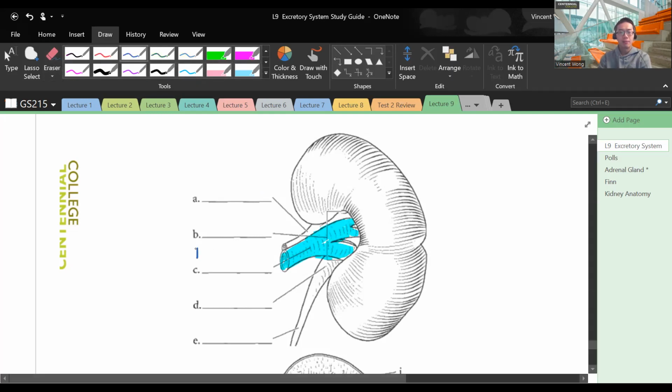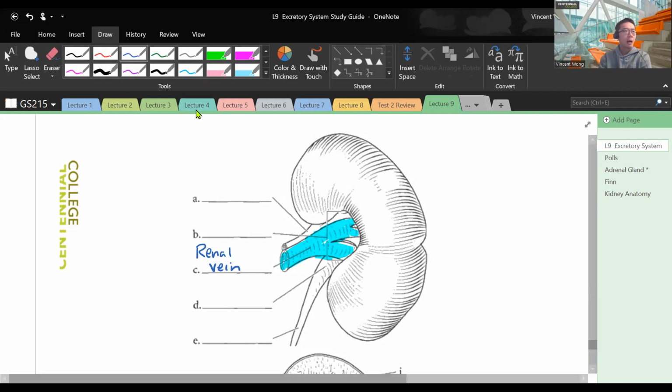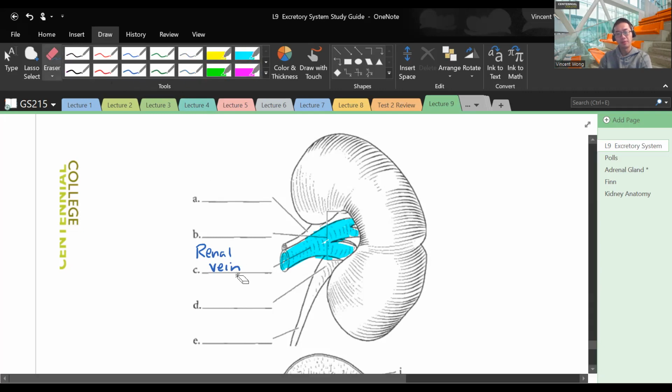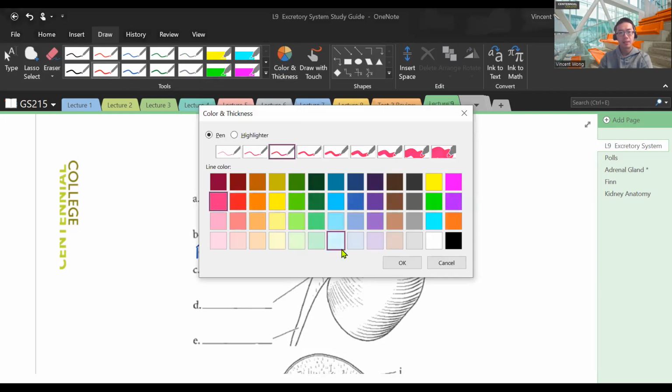Now I know it's confusing. How do you know if it's renal artery or vein without me telling you on a test or quiz? That's okay. I won't be asking you to label the artery and the veins, because I know it's confusing, right? So renal artery. Let me just color that. There we go.